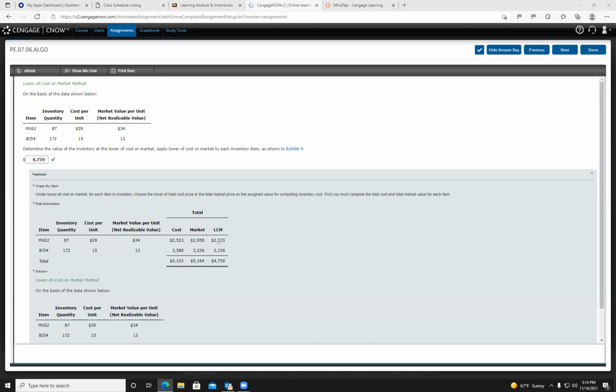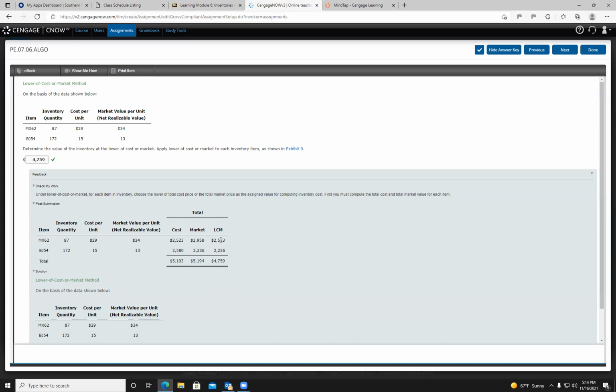So you're going to put that value right here. Okay. So you're going to select that value. Then you're going to do the same thing for the second item. You're going to take the total inventory quantity and multiply it by the cost, and then multiply it by the market value and determine which one's less. And it's obvious which one's going to be less. All right. So what you do is you basically make sure that you take the lower of the two. You take the lower of the cost or the lower of the market, whichever one's lower.